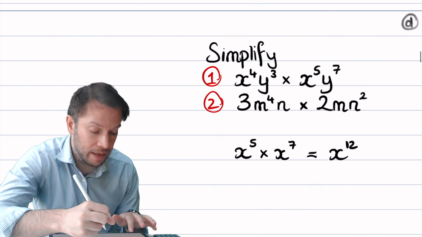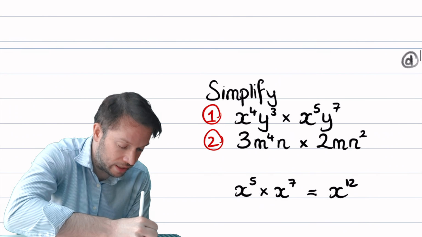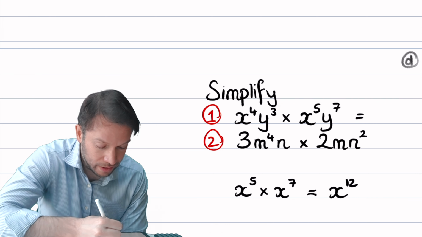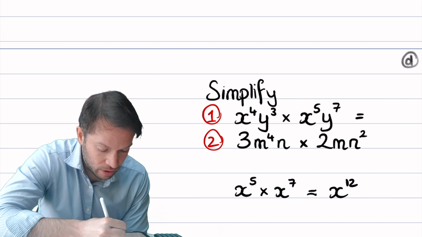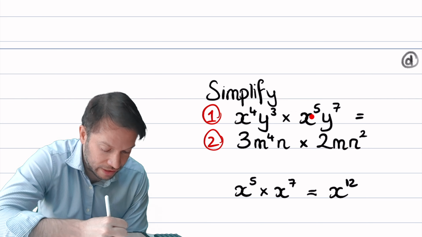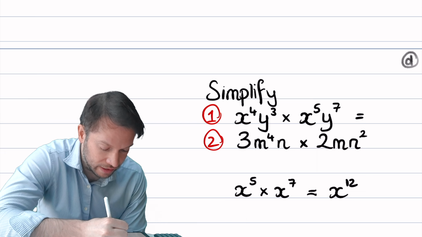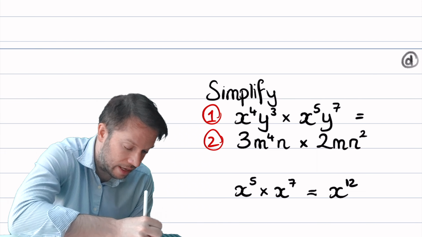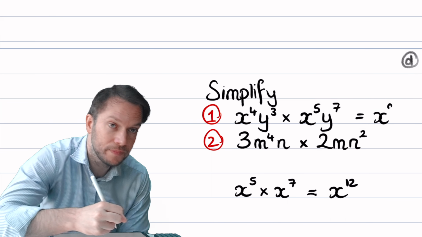So we can apply the same principle here, and we deal with each of the variables one at a time. So firstly, notice that we've got x to the 4 multiplied by x to the 5. Now they have the same base of x, so we add the indices, we add the 4 and the 5, which is 9, and we get x to the power of 9.